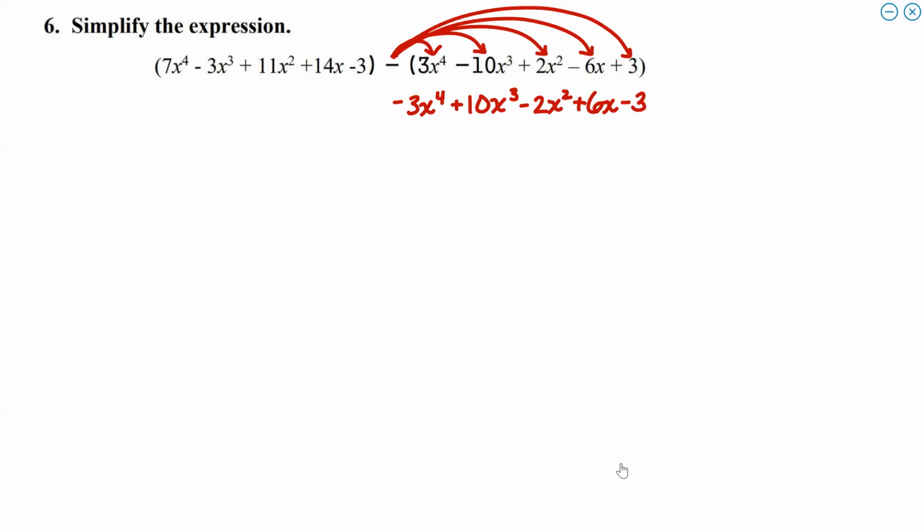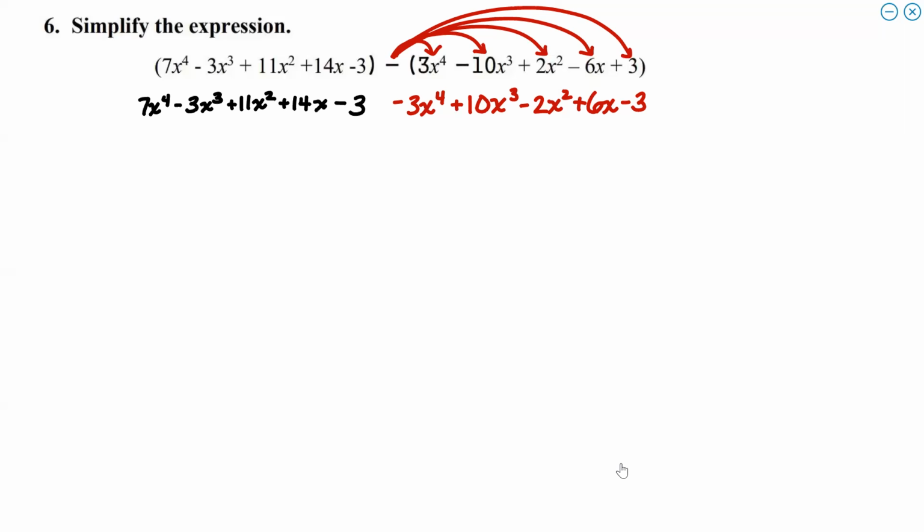What do I do with that first polynomial? First polynomial, everything just stays the same. It's the same as if I multiplied it all by a positive 1. Everything here stays the same: 7x to the 4th minus 3x cubed plus 11x squared plus 14x minus 3.